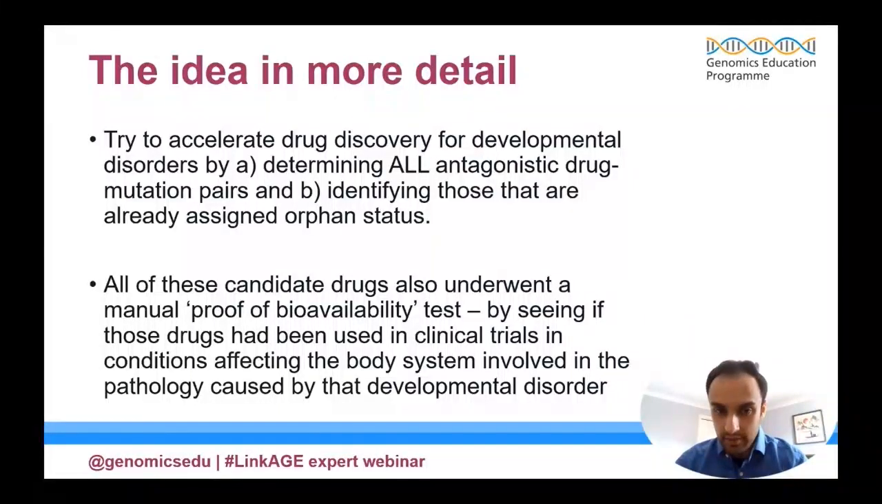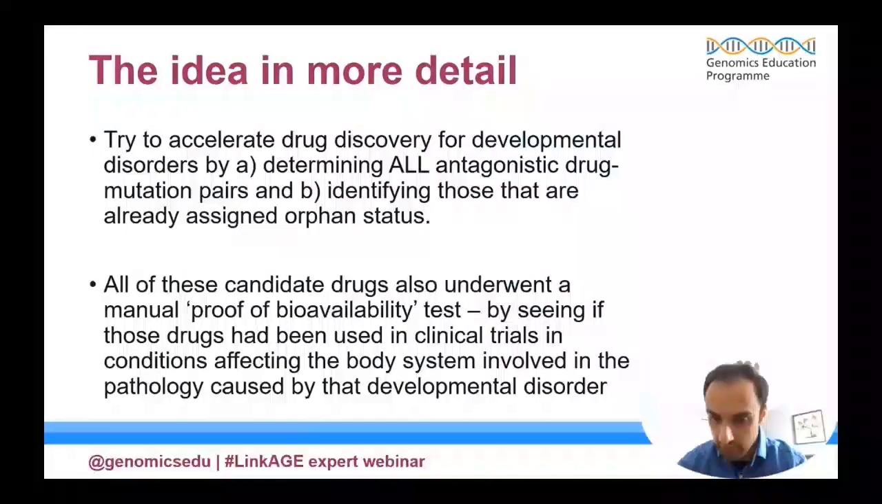And the second part of this project was to identify those drugs that already have an orphan status. The reason this is important is because they're more likely to be granted subsequent orphan statuses if they've already been assigned one by whichever medical regulatory authority is present in that area. For us, it would be the MHRA and NICE.